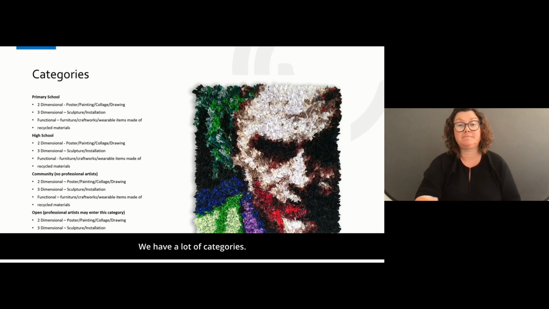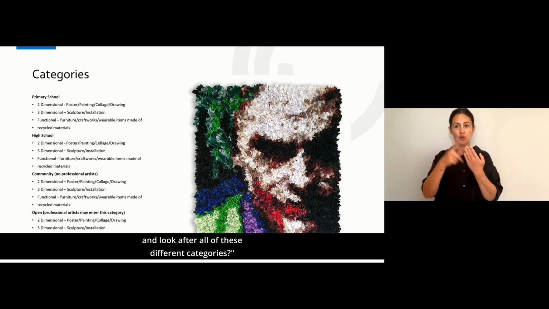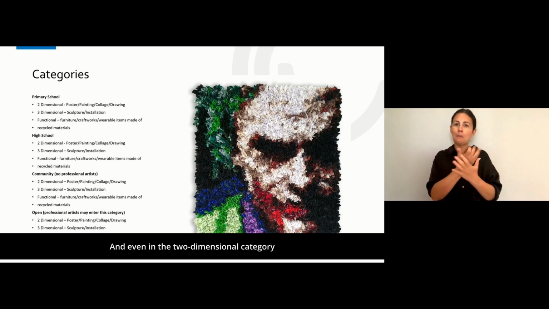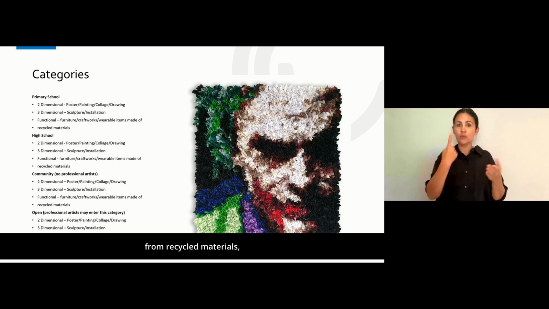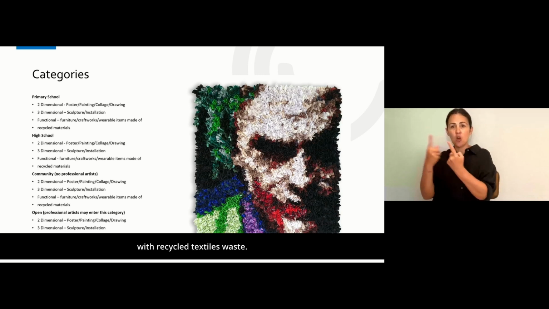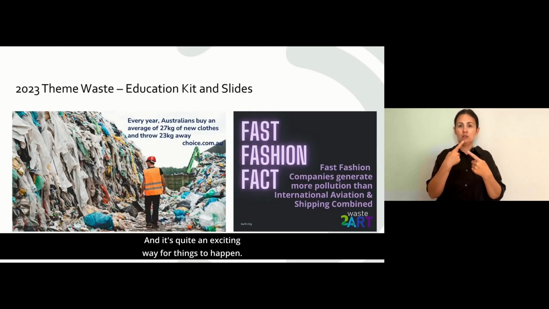We have a lot of categories. When I took over Waste to Art, I saw all these categories and I thought, wow, how do we possibly judge and look after all of these different categories? But it actually means that we get really good participation, that there's an opportunity for everybody to put something into the show. And even in the two-dimensional category, when we're looking at making artworks from recycled materials, this particular pointillist artwork was made with recycled textiles waste, and it wouldn't have been in the show if we didn't have a 2D community category, and it's quite an exciting way for things to happen.